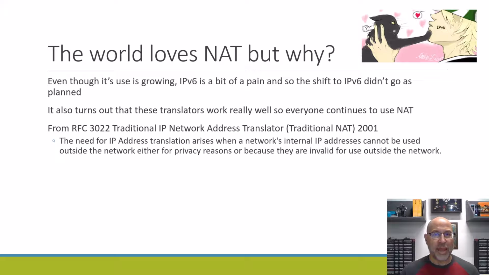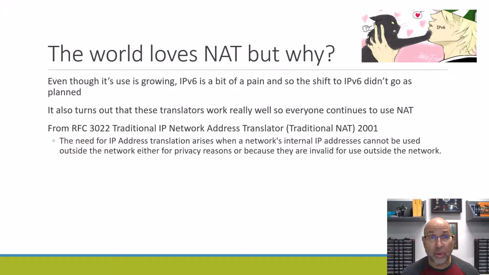Even if you're on a NAT network, you don't really know that because everything works, and everything works really, really well. There were some hiccups early on, but today it works really well. So from RFC 3022, the RFC that came after 1631, it actually deprecated 1631. We have the traditional IP network address translator.